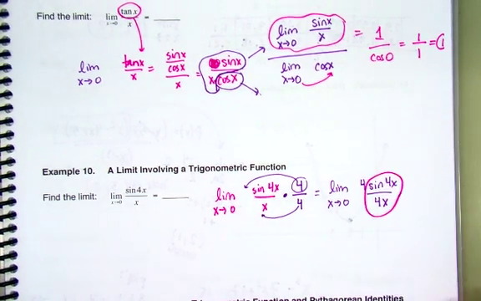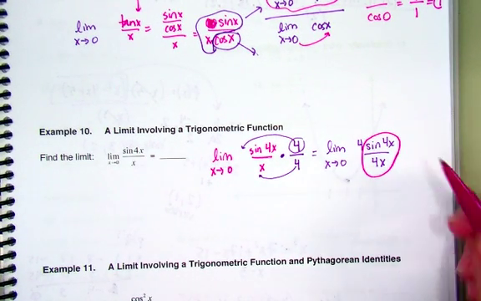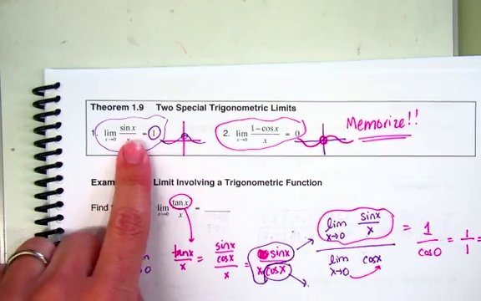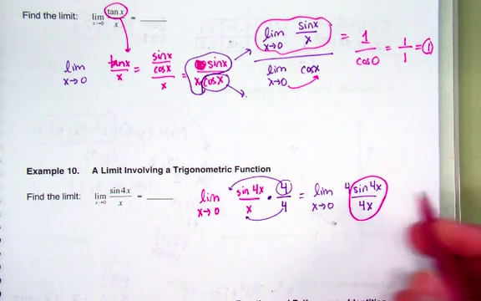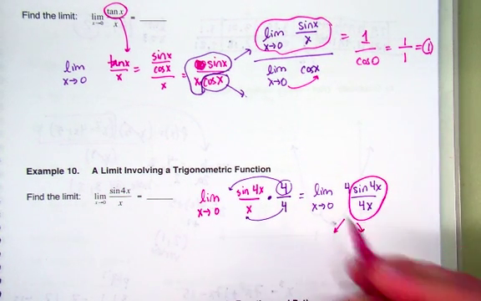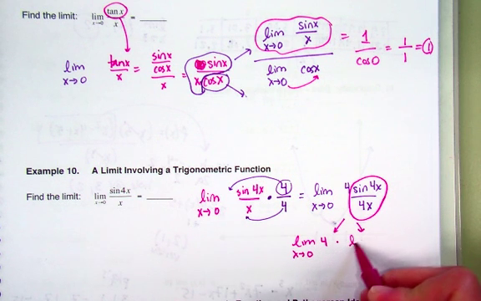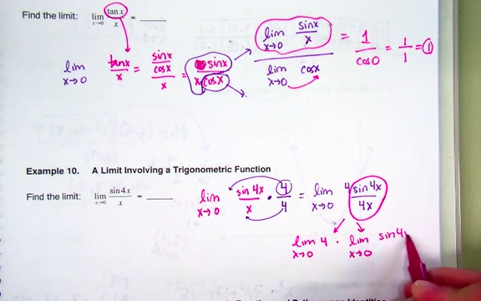The sine of 4x over 4x. Again, think u substitution. This is just the sine of u over u. And it's just, right? That's the sine of x over x. Same thing. So that part is equal to 1. Okay? So this is kind of now splitting up, if you will. The limit as x approaches 0 of 4 times the limit as x approaches 0 of sine 4x over 4x.